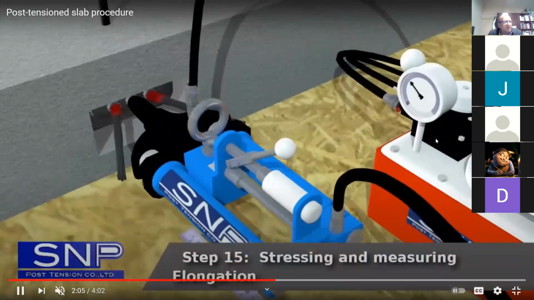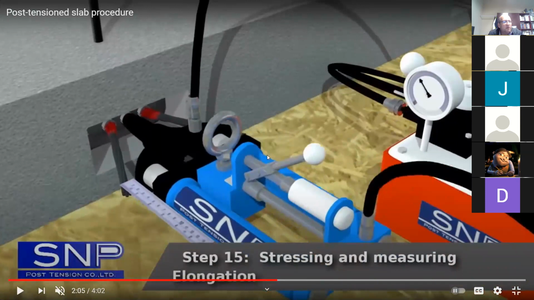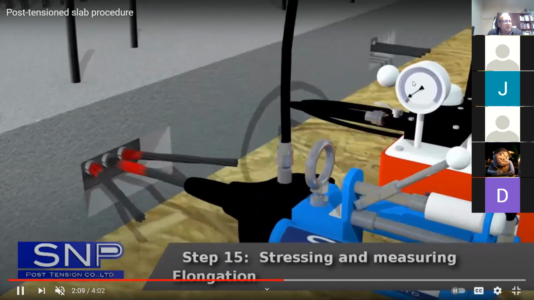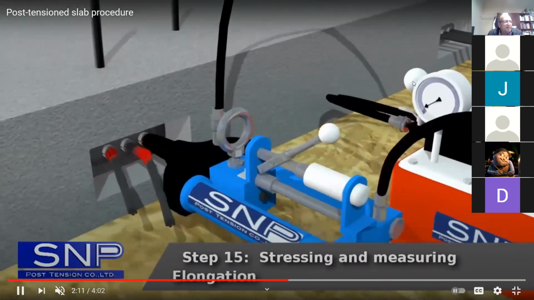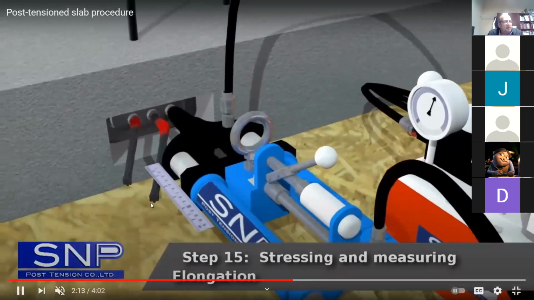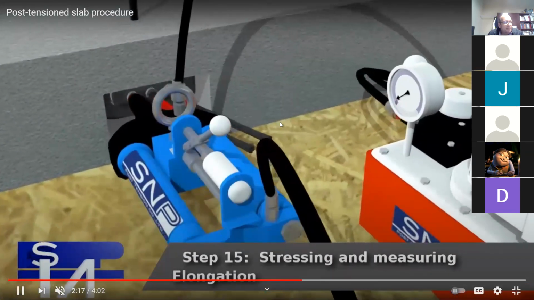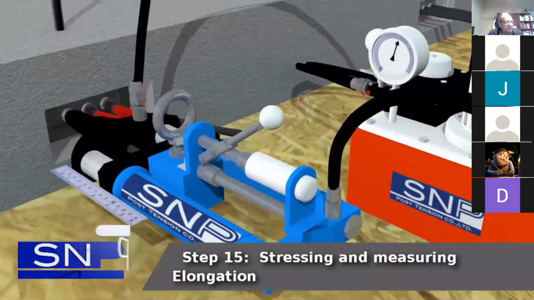You see the jack is much smaller. This jack is not really expensive. This jack is maybe like 10 grand or something. And this pump is a very simple oil pump. You put it to a certain pressure, measure the extension to figure out the amount of strain, and check the stresses, apply the stresses right on the side.